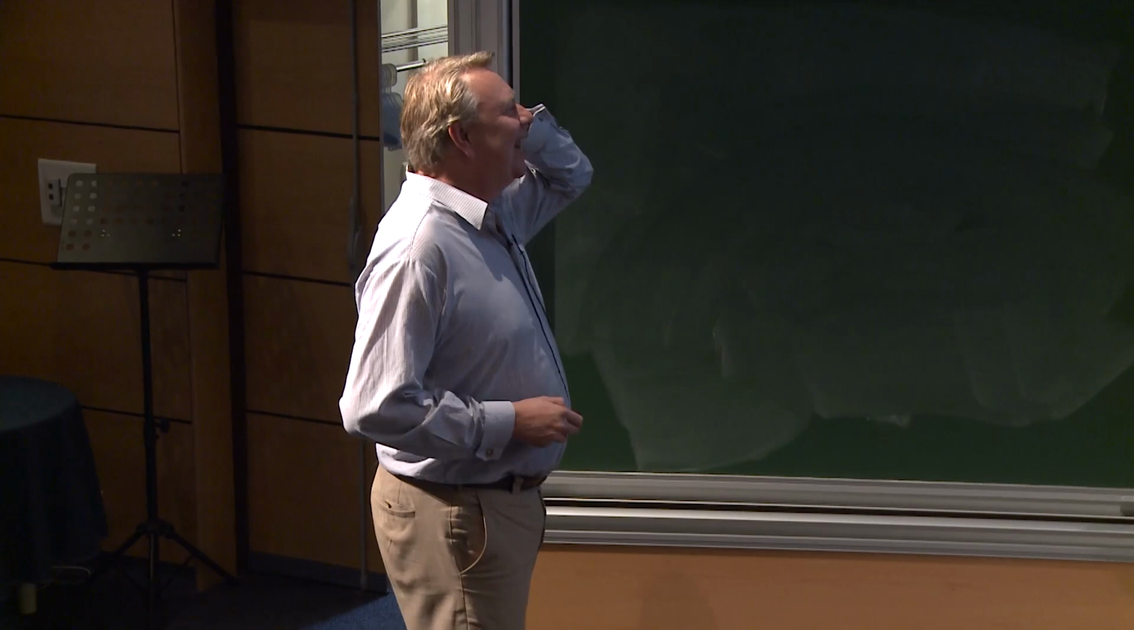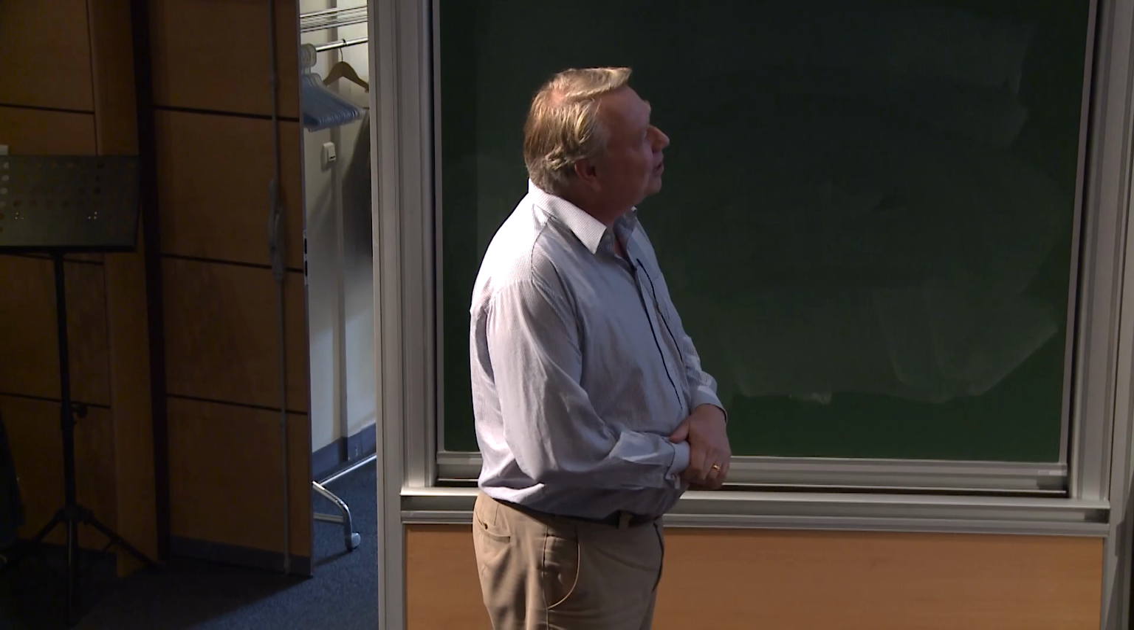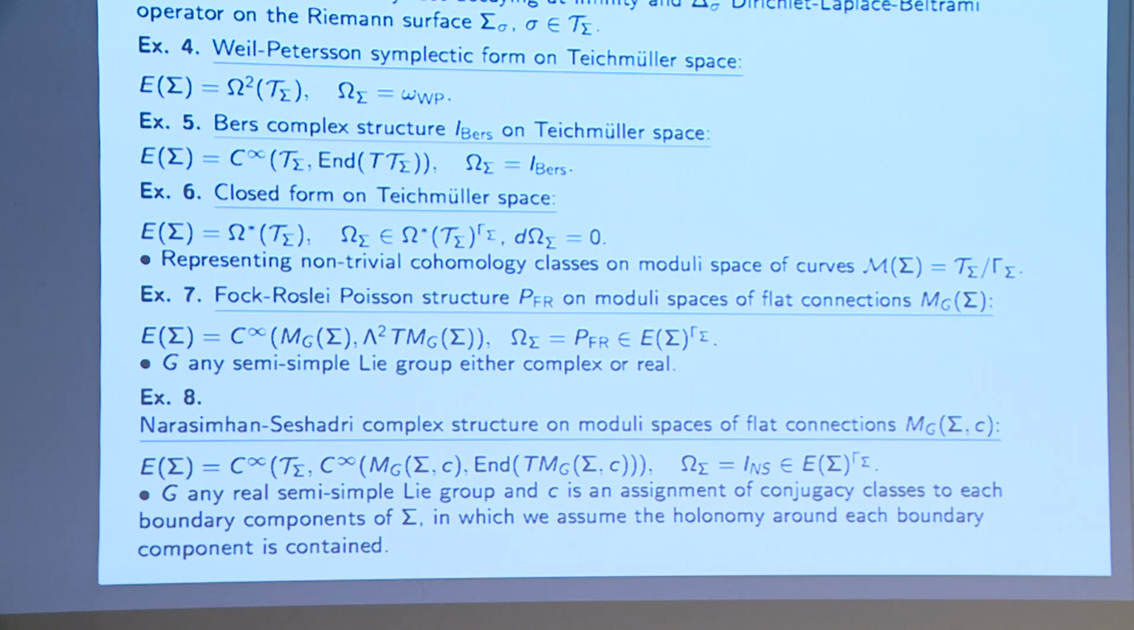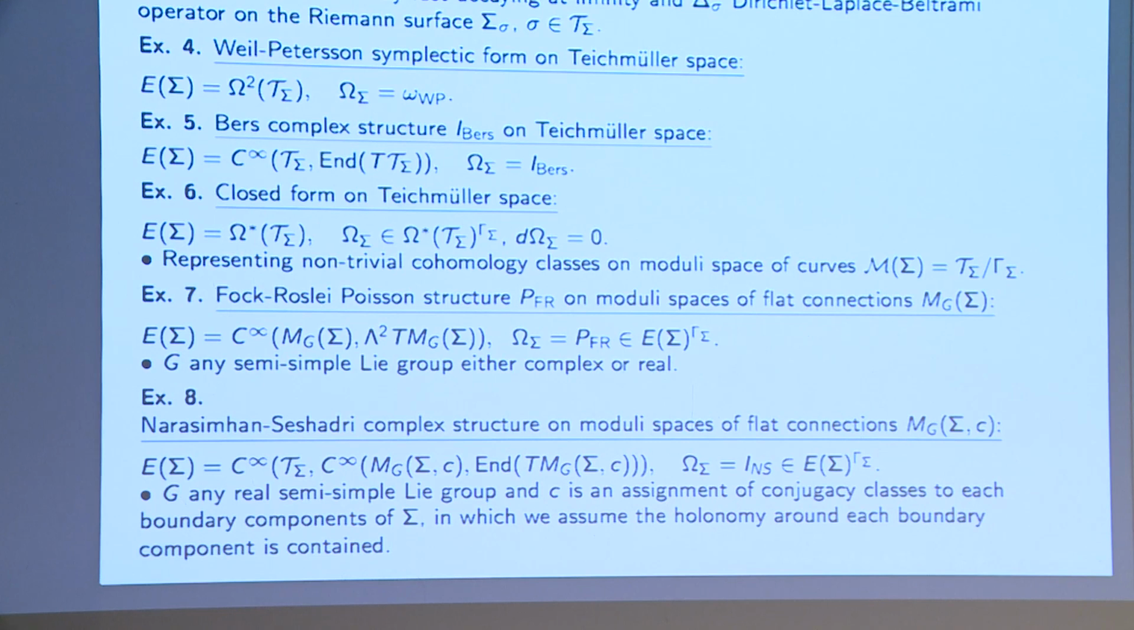All right. So the next example is the Narasimhan-Seshadri complex structure on the moduli space of these flat connections. Now, of course, in order to get a symplectic situation, I have to fix conjugacy classes at all the boundary components, and I require that the holonomies are contained in those conjugacy classes. And then I really get a nice structure.